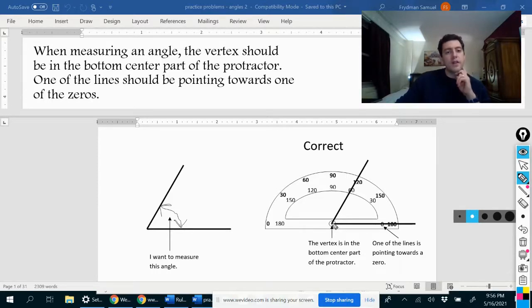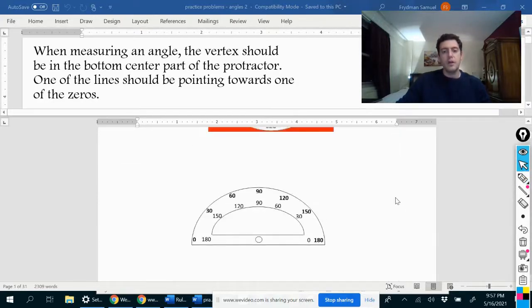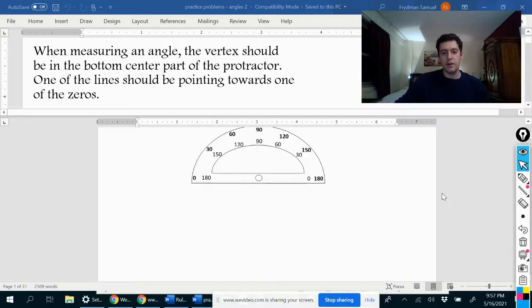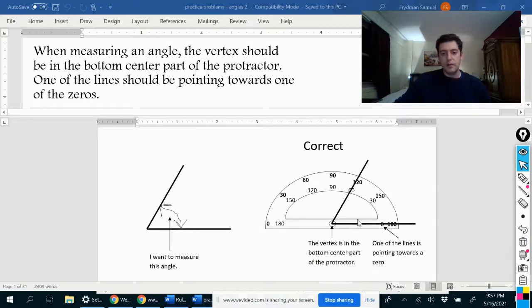All right, and one of the lines should be pointing towards one of the zeros. If we go back to what a protractor looks like, you can see that on a protractor, there are going to be two zeros. Here's one zero, here's another zero. You want to make sure that when you use the protractor, at least one of the lines is pointing towards one of the zeros. So over here, this line is not pointing towards one of the zeros, but this line is. This line is pointing towards this zero over here. Okay, so this protractor is being used correctly.